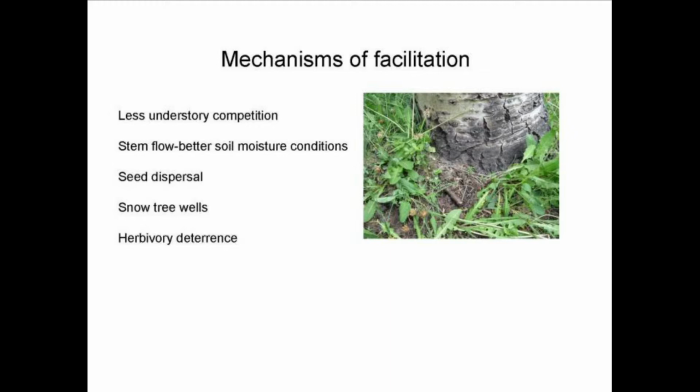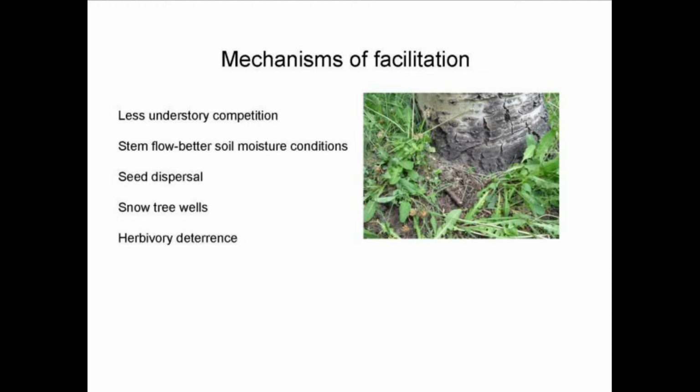Less understory competition. You can see these little spaces where there's a root extension. These interspaces are highly competitive with their herbaceous community. Right? So you can get more light if you're cuddled up next to an aspen. Stem flow. Right? So you get precipitation events, stem flow, nutrient concentration. It gives you better water dynamics right around the aspen tree.